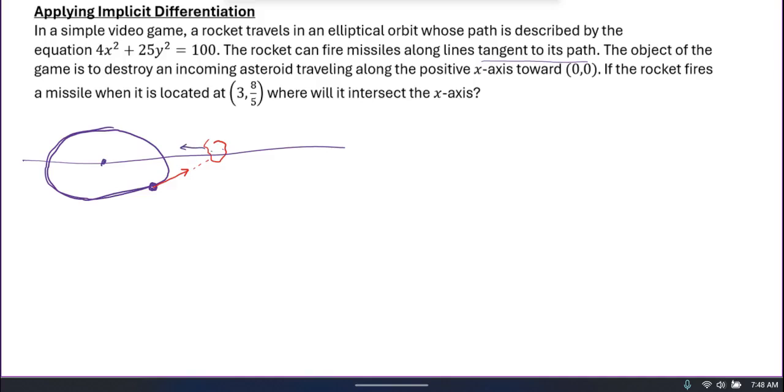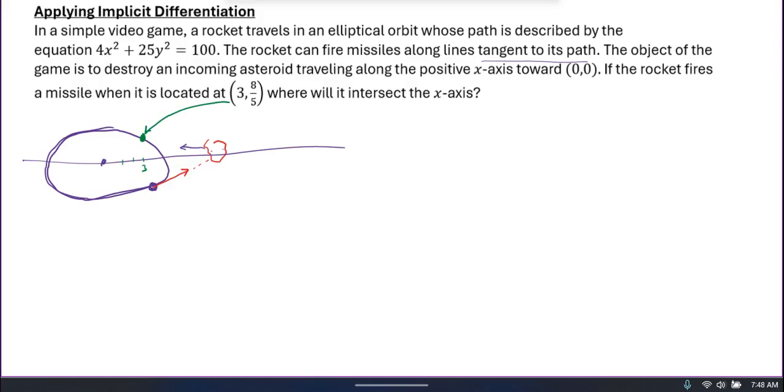If the rocket fires a missile when it is located at 3, 8/5, where will it intersect the x-axis? And so we're going to have to make an assumption here. So over 3: 1, 2, 3, and up 8/5. Let's just assume that point is about right there.